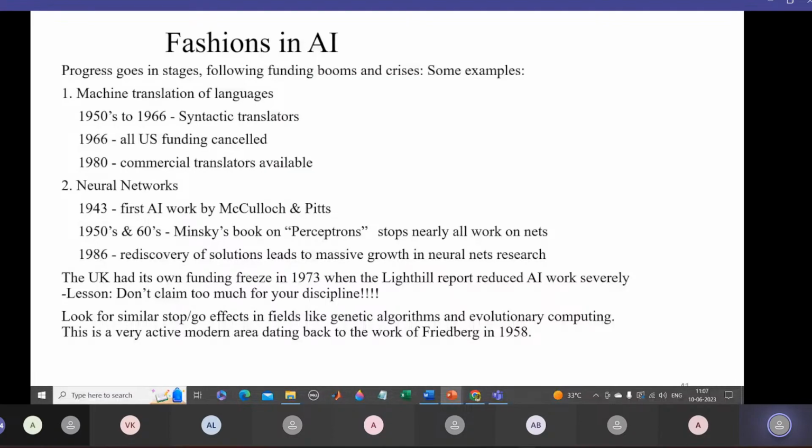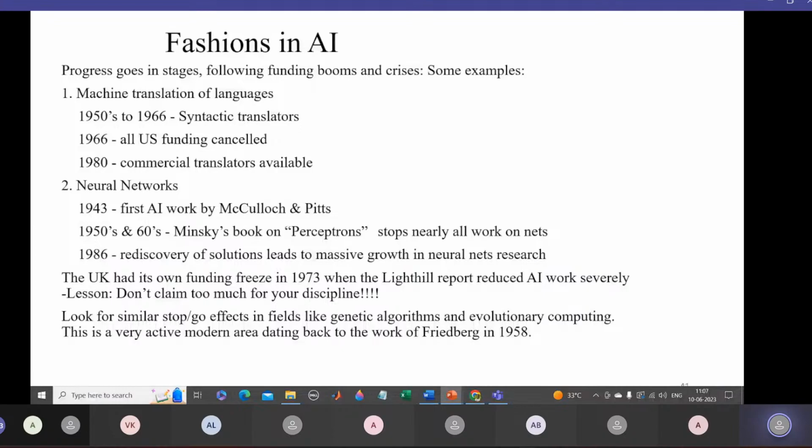So the progress in AI goes in stages, with funding booms and busts. See the examples. First one is machine translation of languages. In the 50s to 66, we have syntax translators. In 66, US funding was cancelled, and only from the 80s do we have commercial translators. This is regarding the machine translation of languages.